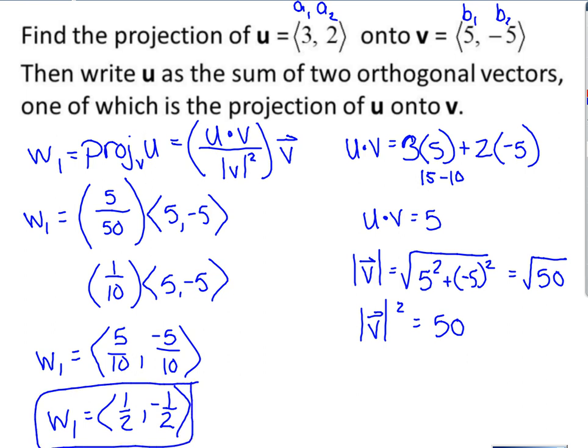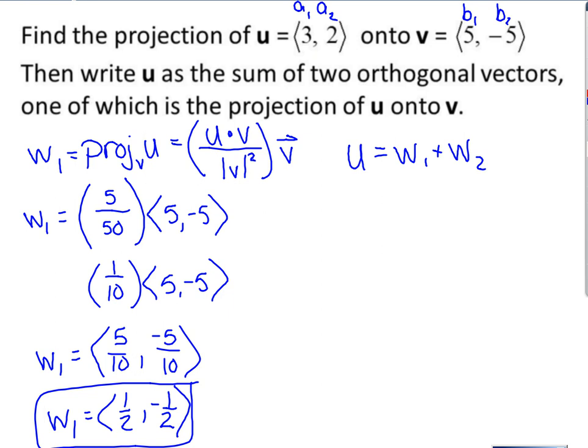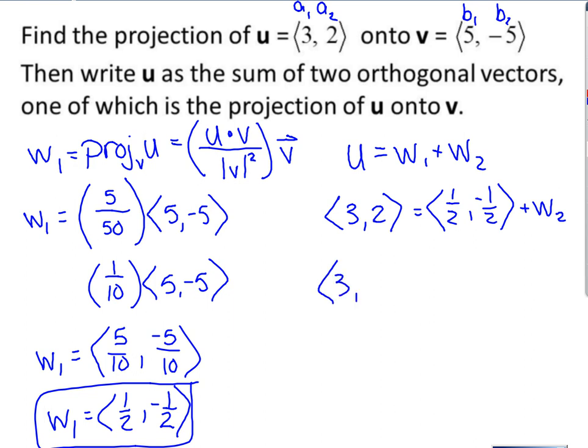So the first thing it tells us to do is to find the projection of u onto v. W sub 1 is our projection. Now we need to write u as the sum of the two components. So we know vector u is equal to w sub 1 plus w sub 2. Vector u we know is 3, 2. We just found w sub 1 is 1/2 and negative 1/2. We need to find w sub 2. To do this, we're going to get w sub 2 by itself, so we're going to subtract w sub 1 to the other side.